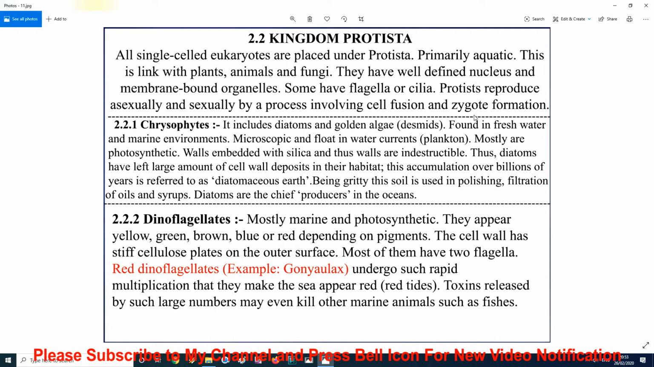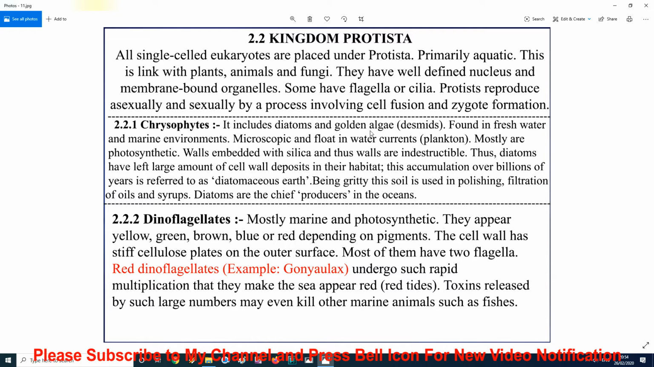If it is related to zygote formation, it is related to sexual reproduction, and if it is related to cell fusion, then it is related to asexual reproduction. Generally, Kingdom Protista is further divided into 5 varieties, and we are going to discuss these 5 varieties. First one is chrysophytes.